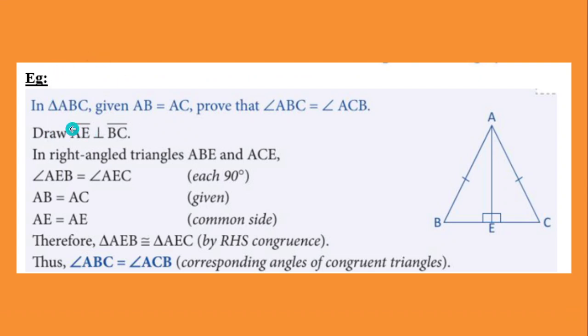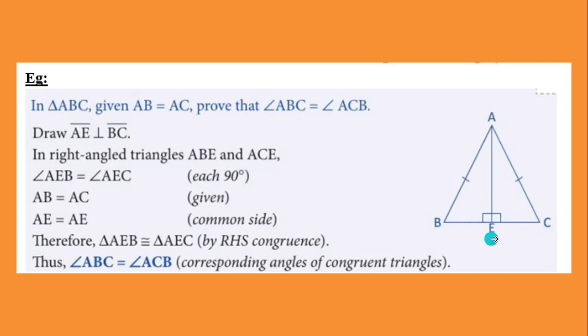Now let's take this example. In triangle ABC, given that AB is equal to AC, prove that angle ABC, it means this one angle, will be equal to angle ACB, these two angles. So what we have to prove? We have to prove that this angle is equal to this one angle, right? Now how we can find?